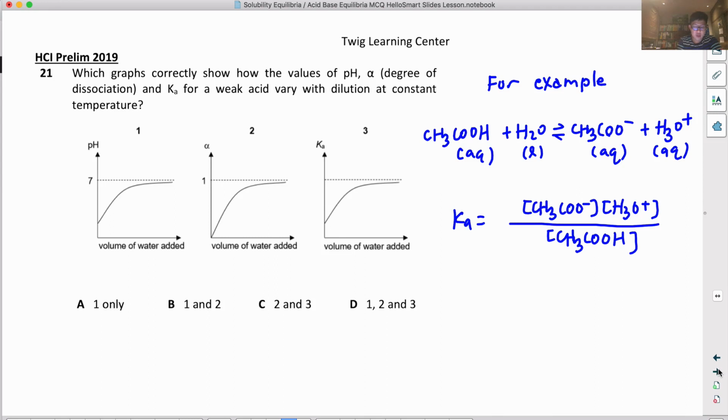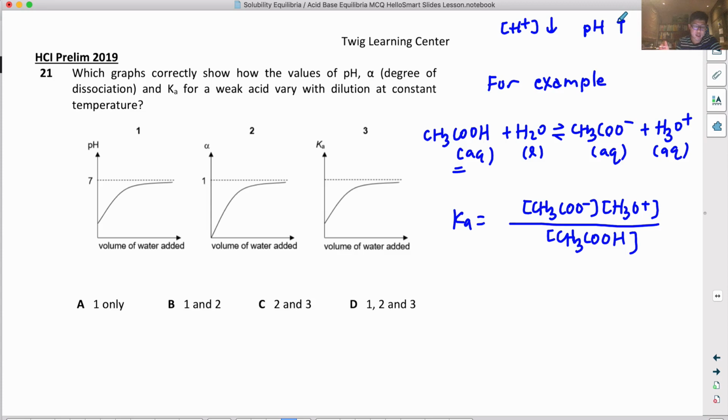Which graph correctly shows how the pH and degree of dissociation and Ka of uric acid vary with dilution at constant temperature? If you have a weak acid, for example, ethanoic acid, and you add water, essentially the H+ concentration will fall, and pH will definitely increase. But there's a cap to where pH can reach.